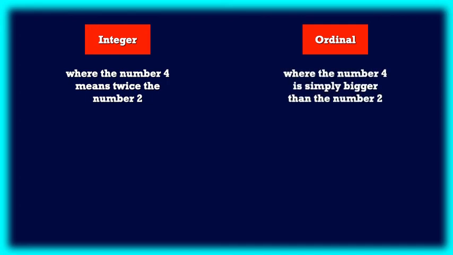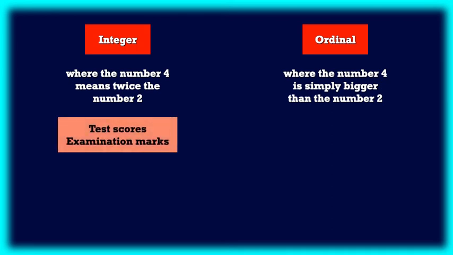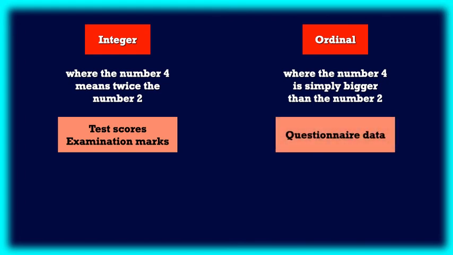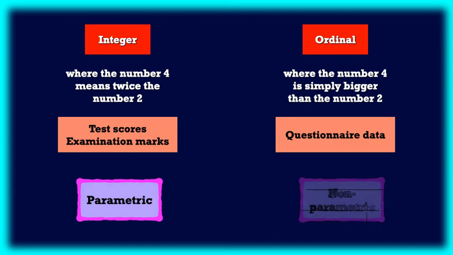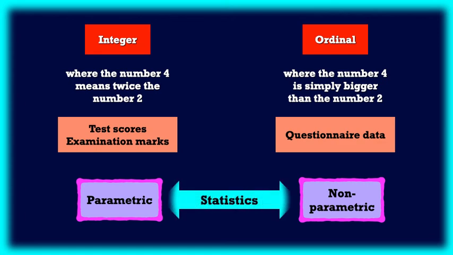Or is a number 4 simply bigger than the number 2? Questionnaire data. You can't say a strongly agree is 5 times the value of a strongly disagree because you've coded it 5 and 1. That's got no meaning. It's just much more than. So that's where it fits. And you've got to use the right methods. Parametric, non-parametric. And that's a source of major errors that are common.